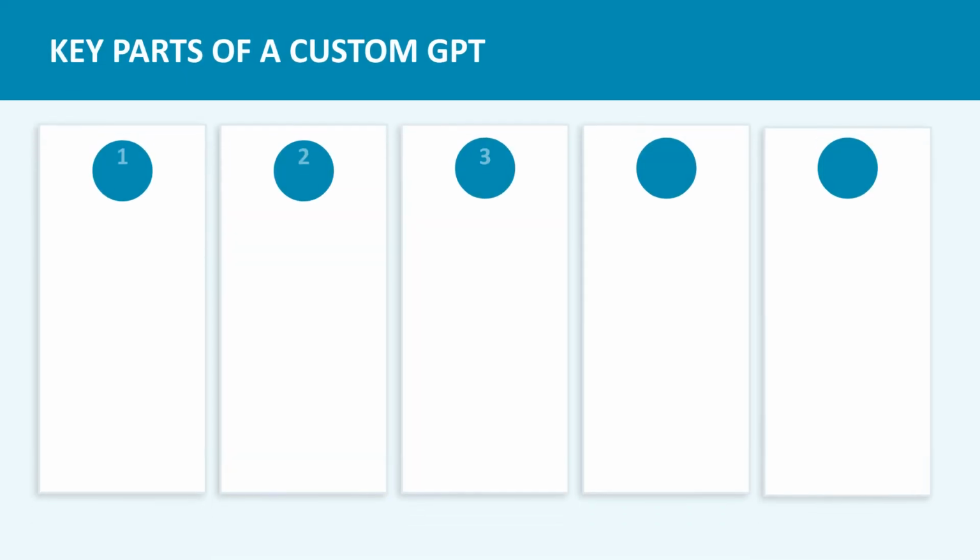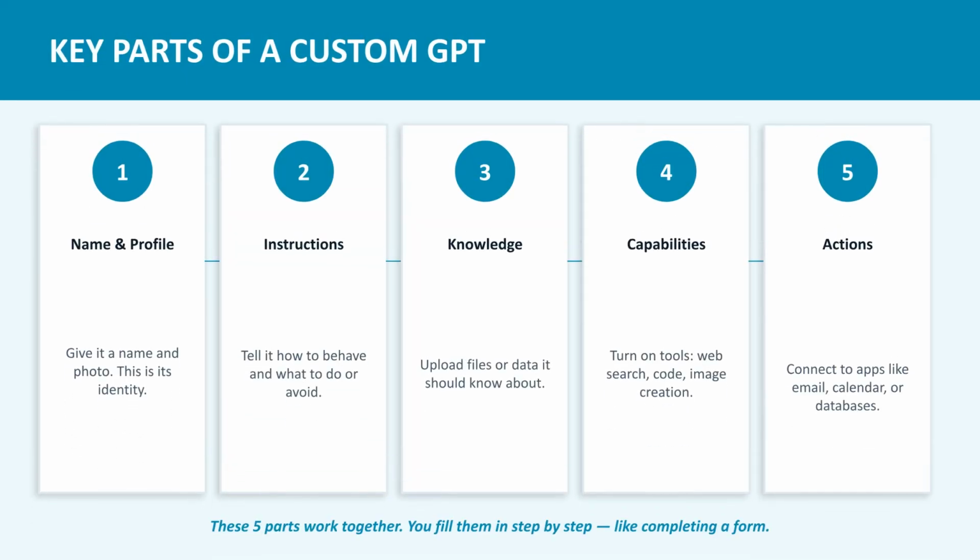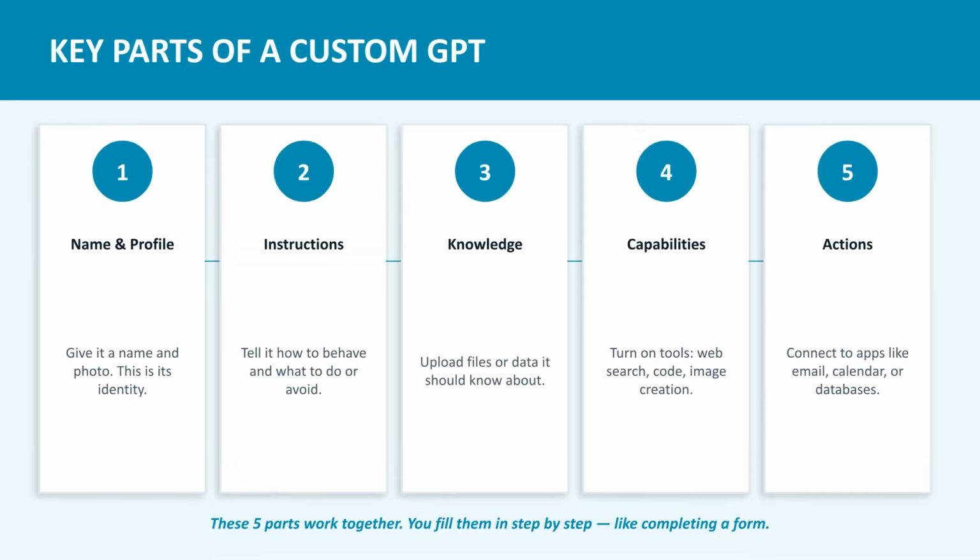A custom GPT has 5 main parts, like a job profile for a new employee. First, name and profile. Second, instructions, which tell it how to behave. Third, knowledge, where you upload data. Fourth, capabilities, which are optional features like web search. Fifth, actions, connecting it to other apps. We'll cover each part, step by step.